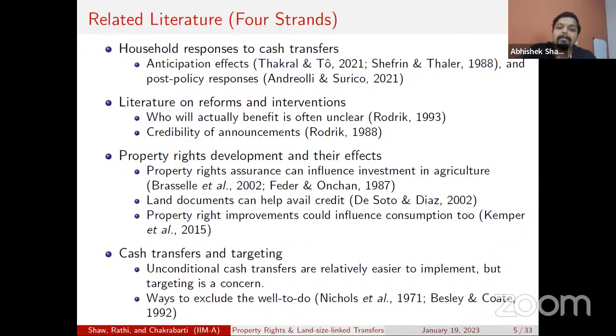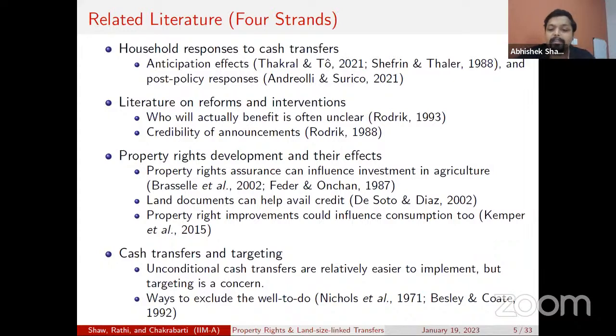The other thing is the literature on property rights development and its effects. Property rights are an important thing, especially for agricultural investment. If there's a fresh assignment of property rights, there is evidence that it gives people some confidence to invest in agriculture and improve productivity, for instance. And with new property rights or documents, you can avail credit. So that's another literature that we engage with. Even in the Telangana case, it's not exactly fresh property rights, but some sort of renewed assurance on property rights with new passbooks being issued, which we'll come to later.